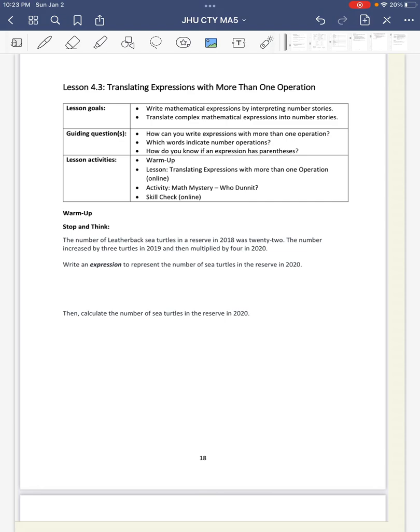Some questions you might think of today. How can you write expressions with more than one operation? Which words indicate number operations? And how do you know if an expression has parentheses? The last one is a tricky one, and probably one that you'll kind of question your whole life. No, I'm kidding. But definitely one that you might need some more practice on. It is a little trickier.